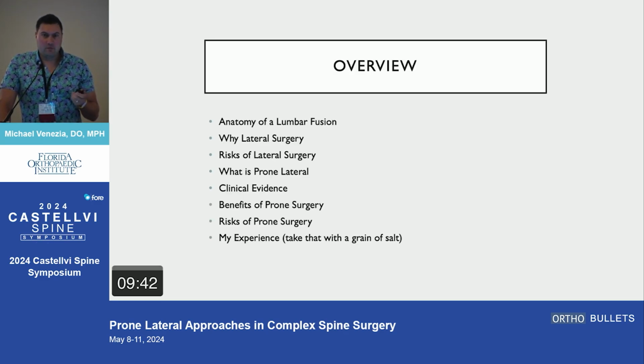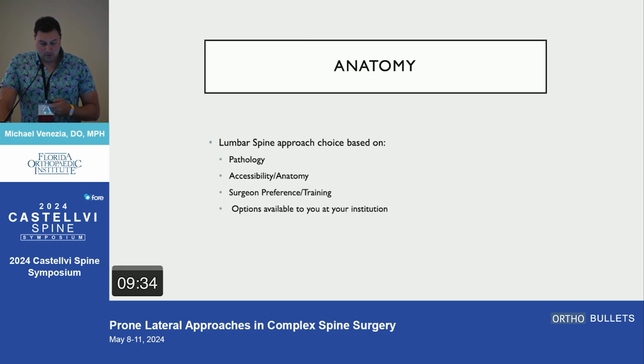A little bit of an overview. Really, to get an understanding of prone lateral, you have to understand lateral surgery, because really it's just lateral surgery in a prone position. So obviously, lateral surgery is really an anatomical procedure. And we choose fusions based on pathology, accessibility, anatomical considerations. Do you have an access guy, and your training and preference.